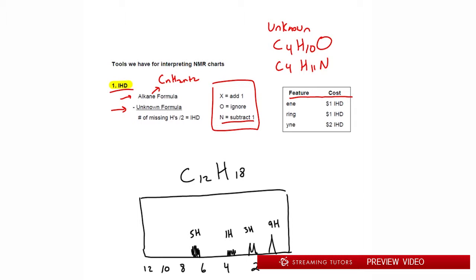All right, in our case, we don't have any O or N or halogen, so we could just go straight from this. So C12 is the number of carbons in our unknown, right? This is our unknown.